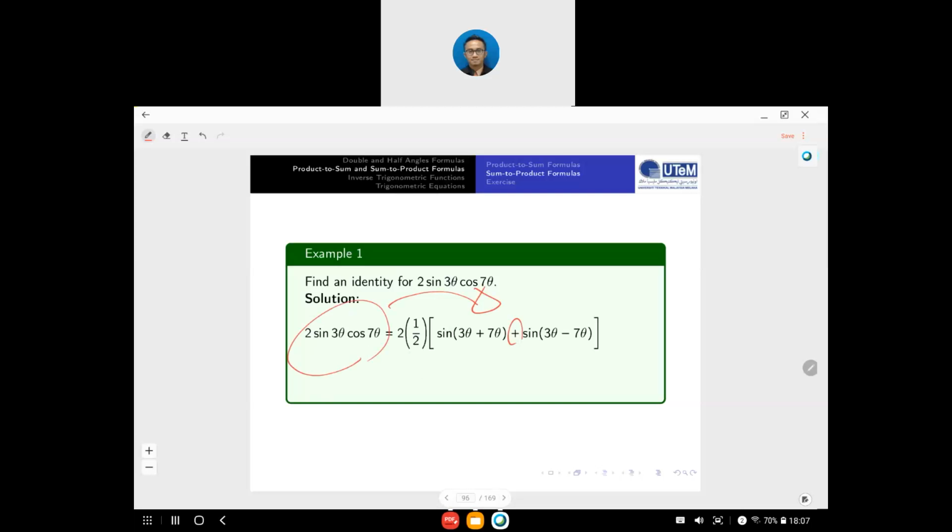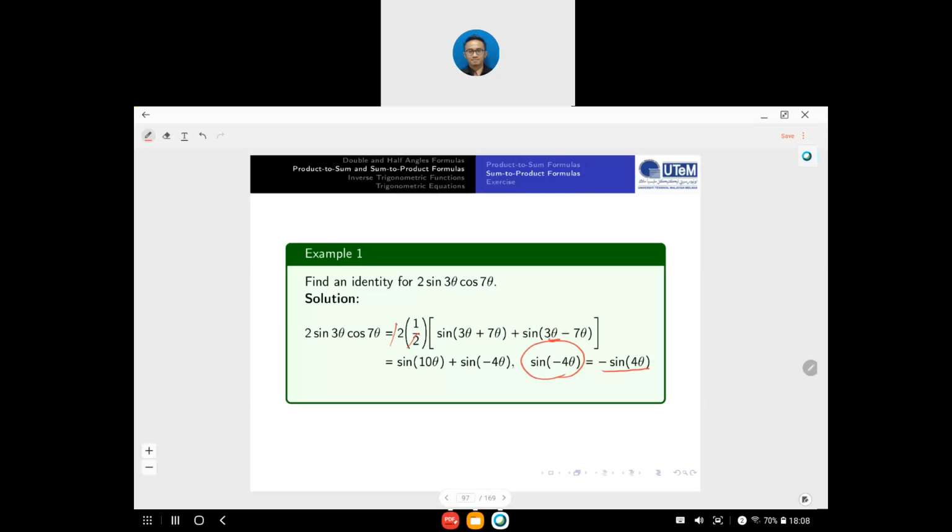Okay. So we know that 3 theta plus 7 theta you can plus. Sebab dia angle kan. So it becomes sin. So this one you can simplify. It becomes sin 10 theta plus sin negative 4 theta because this one is 3 theta minus 7 theta. So we know that sin negative 4 theta also equal to negative sin 4 theta.